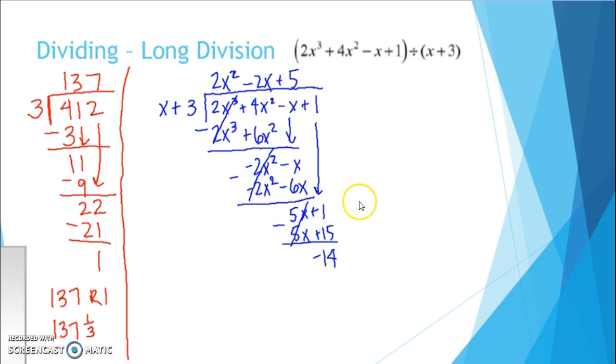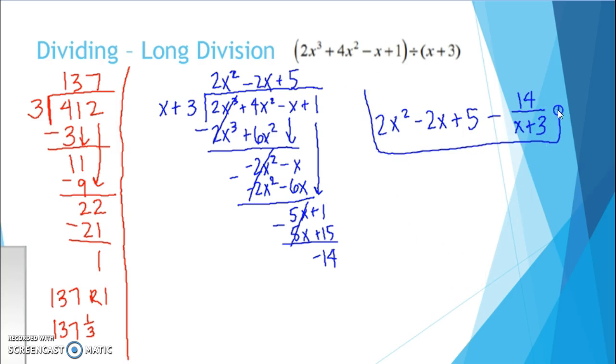All right, so the way I'm going to write this is my answer's up top, so 2x squared minus 2x plus 5. And then just like we did down here, we said our remainder over what we divided by. I've got a negative 14, so I'm going to subtract 14 over x plus 3. And then that's my final answer. So it's very similar to our regular long division, but we're doing it with letters and variables instead.